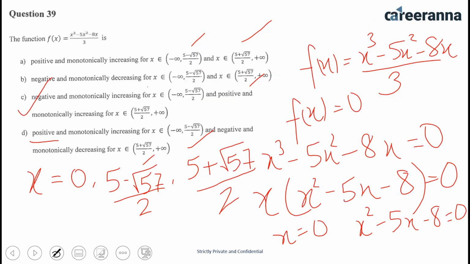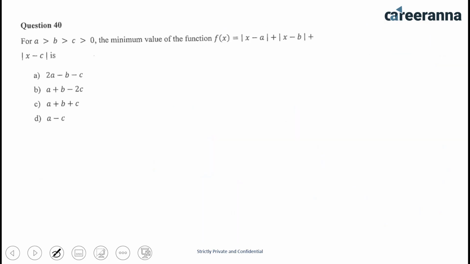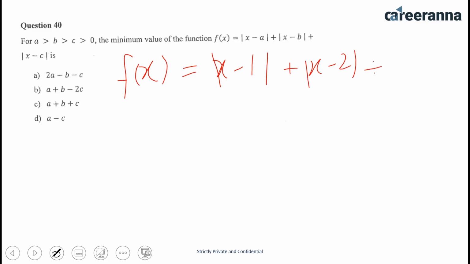Let's see our last question, question number 40. For a greater than b greater than c greater than 0, the minimum value of the function f(x) = |x minus a| + |x minus b| + |x minus c| is. So whenever you encounter such a question, I just want to tell you a shortcut. For example, whenever it is written like |x minus 1| + |x minus 2| + |x minus 3| till |x minus n|.